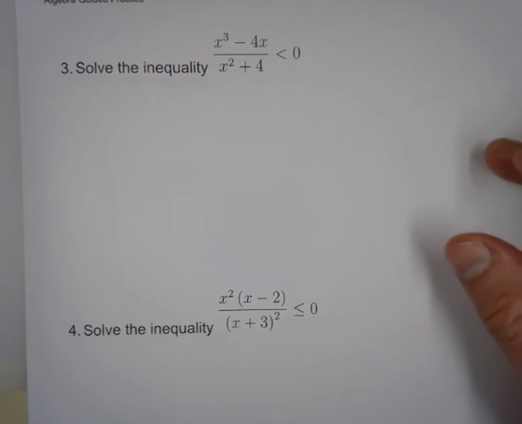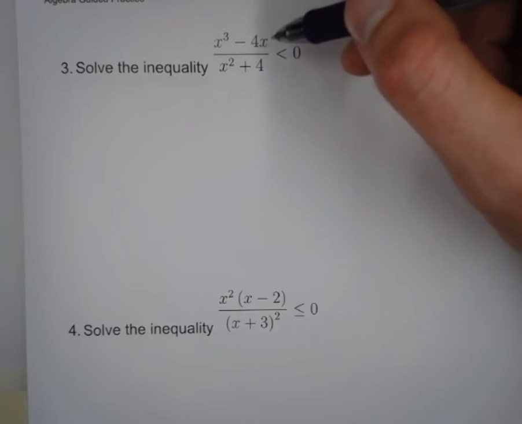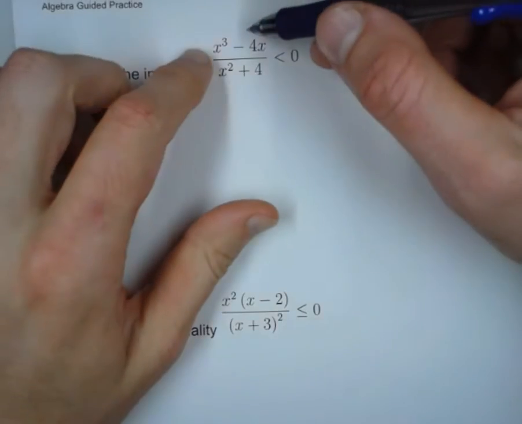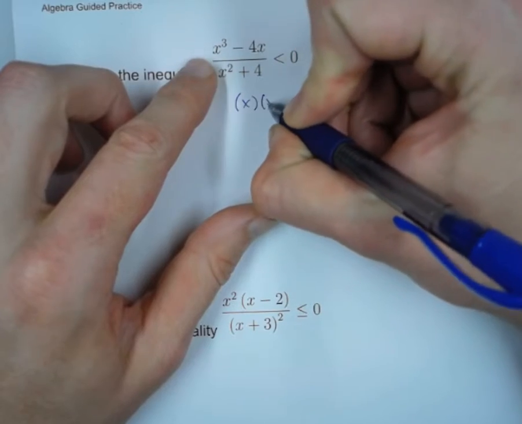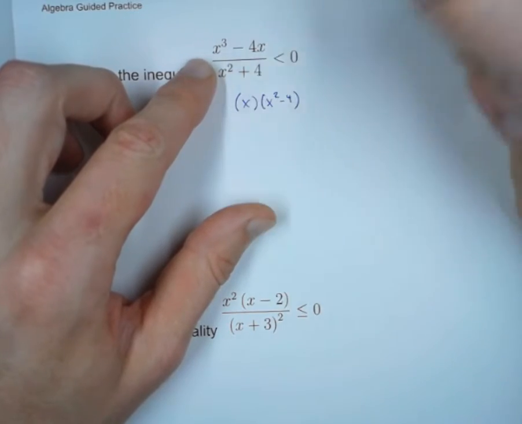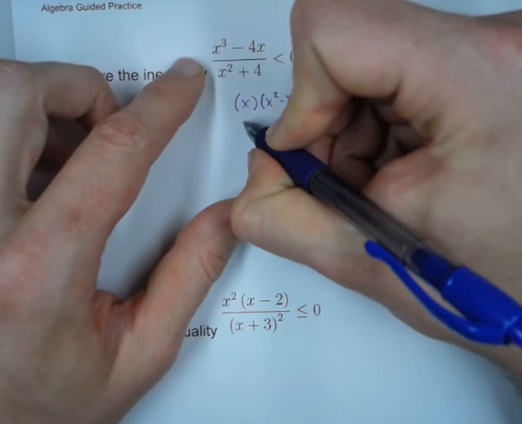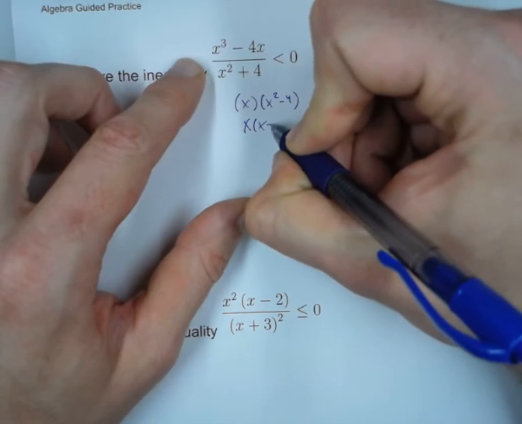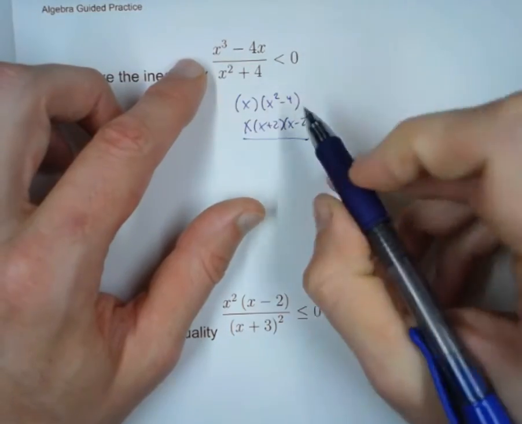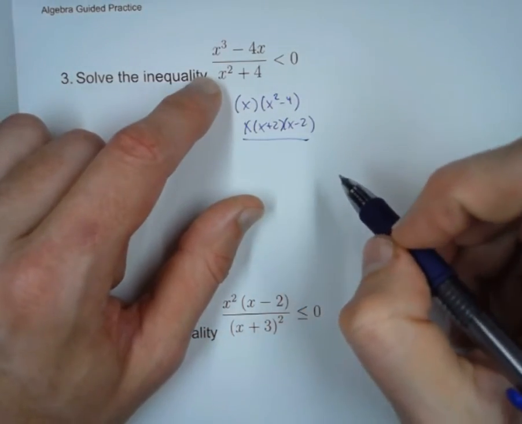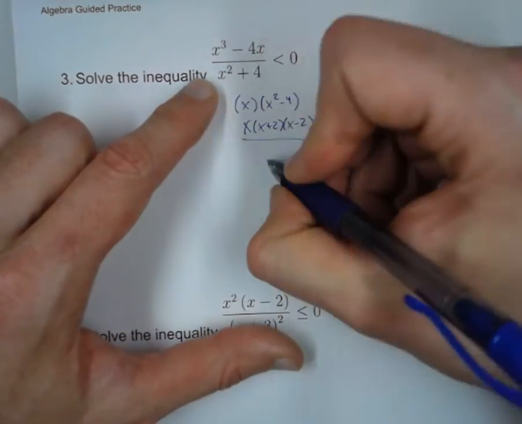So for the next one, we need to factor the top. And so the top is going to factor, if we take out an x, we're left with x squared minus 4, which factors into x times x plus 2 times x minus 2. Now the bottom can't be factored when it comes to real numbers, and we're only dealing with real numbers here.